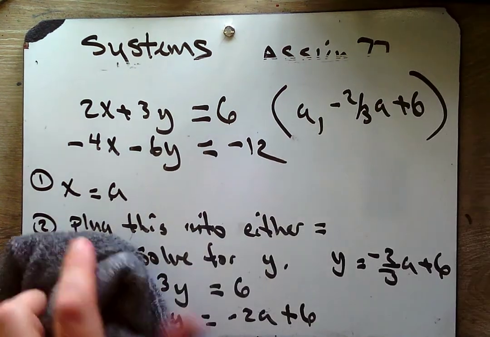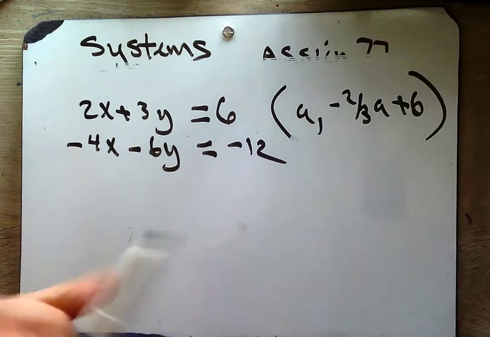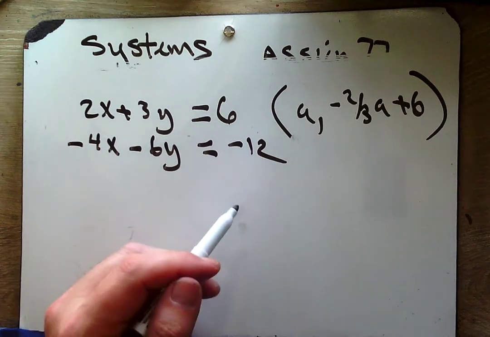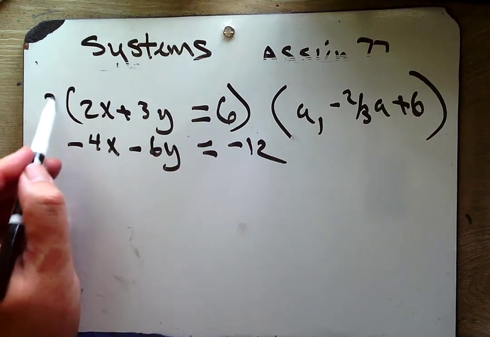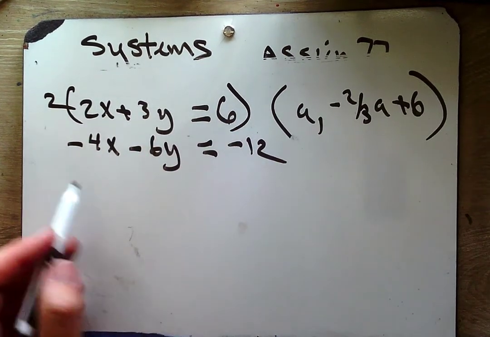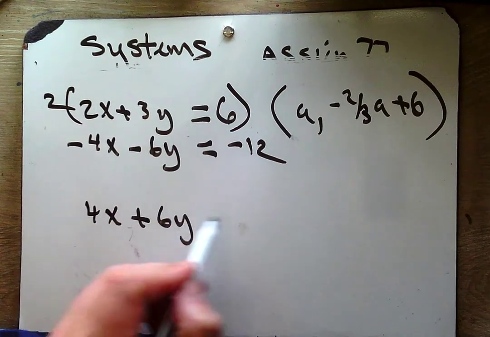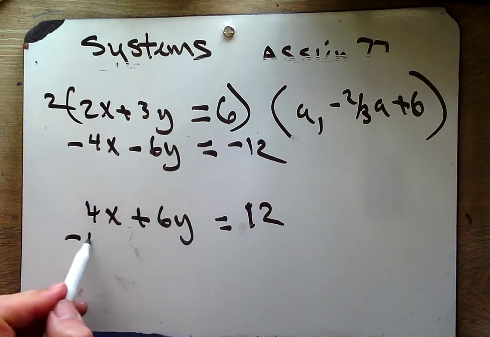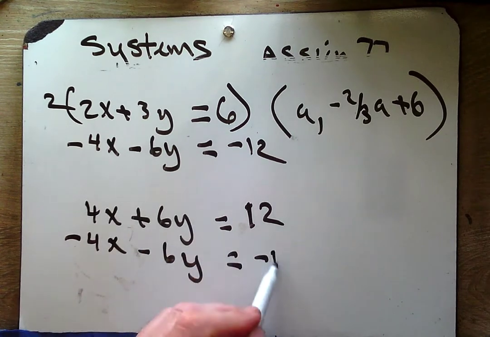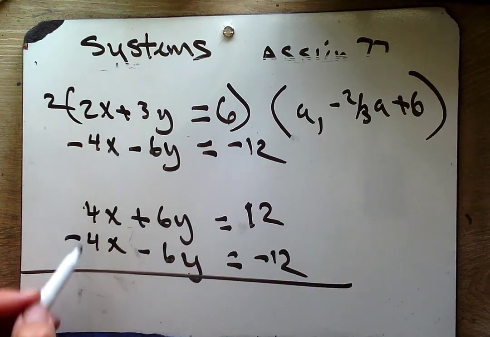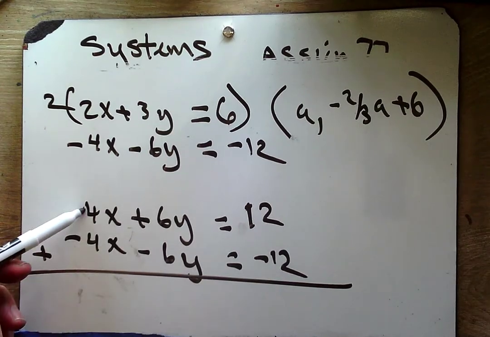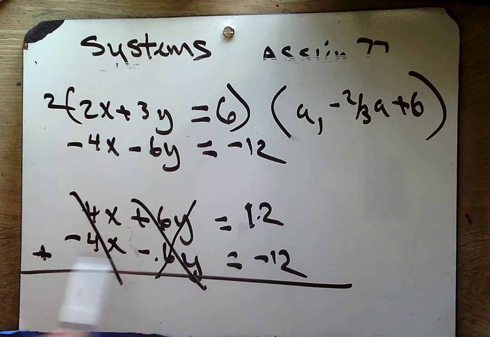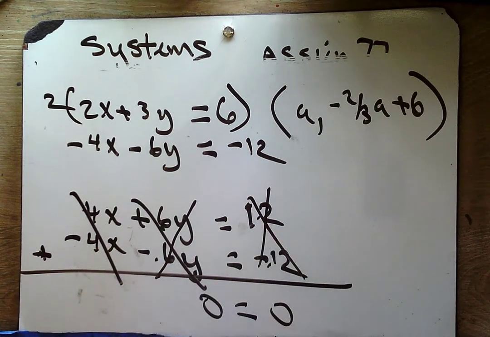Now, while I was writing up that parametric solution, I'm really comfortable knowing that this is infinite solutions, but you may not be. So with elimination, if I multiply this top row by 2, I'm going to have 4x plus 6y equals, don't forget 2 times that, 12. And then here I have negative 4x minus 6y equals negative 12. And because these coefficients are opposites, I'm going to add 4 minus 4, 6 plus negative 6, 12 plus negative 12, then I get a big old 0 equals 0.